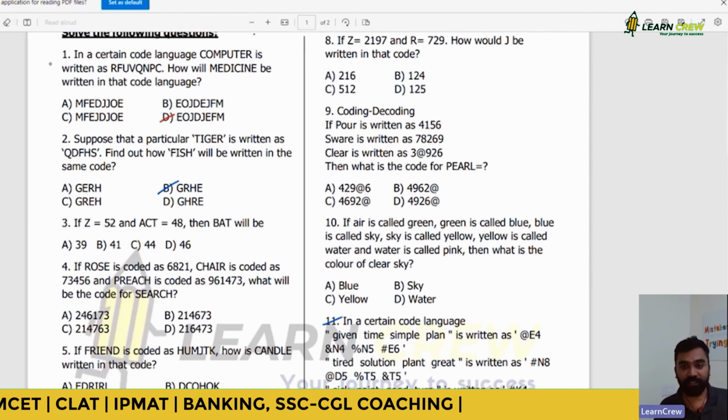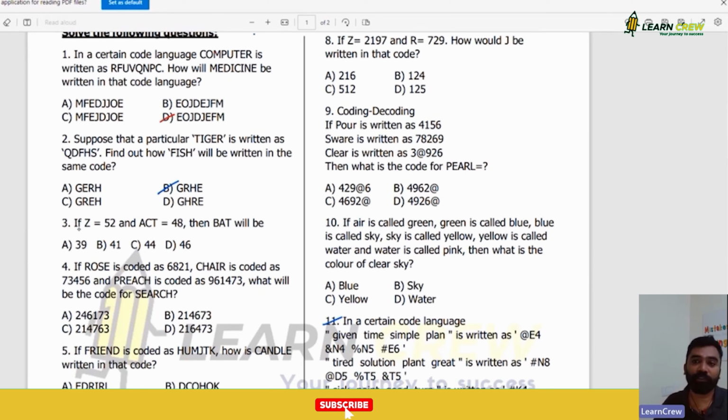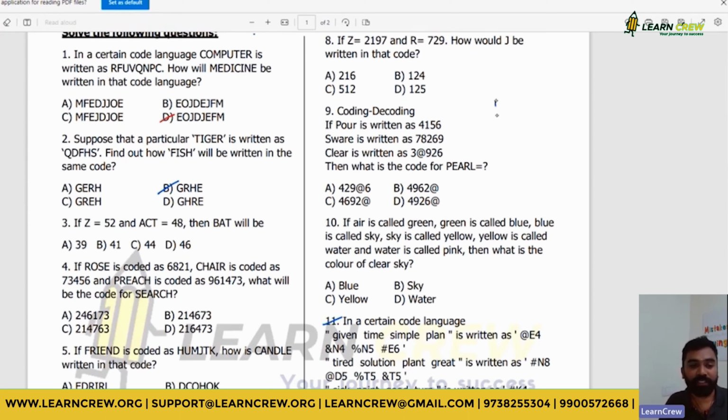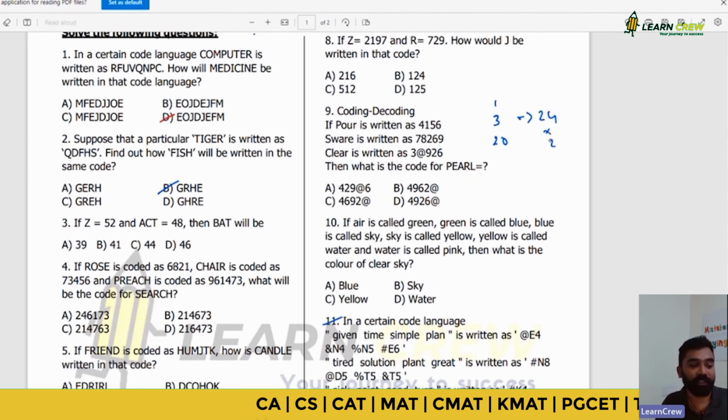Okay, third one, I had explained how to do it. So analyze the question. If Z is 52, it is an alphanumeric kind of thing. How can Z be 52? The only possibility is the Z value is 26. If I multiply that by 2, I'm going to get 52. If that's the case, ACT, how did I get 48? The value of A is 1, the value of C is 3, the value of T is 20. If I add these, I get 24. If I multiply this by 2, I get 48.